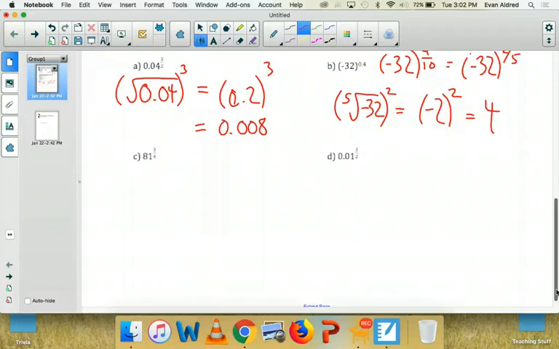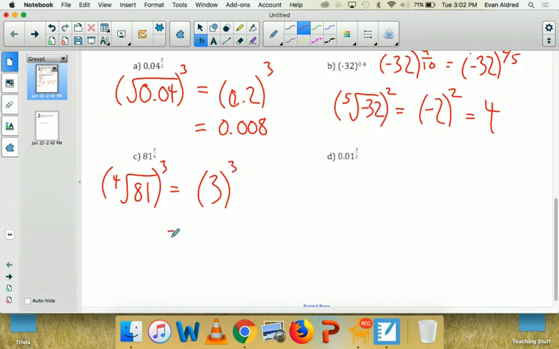Now C, 81 to the 3 over 4. Well, as I've said many times, denominator becomes index, base becomes radicand, numerator becomes power. So it's the 4th root of 81, and that has come up in previous problems, so everyone should identify that as 3 cubed. And one of the first things we looked at with our cubes was 3 cubed, and that's 3 times 3, which is 9, times 3 again, which is 27.